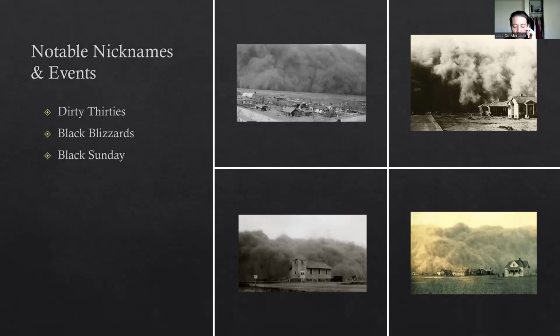1935. This was the worst storm. It originated from Oklahoma. It went all the way to Boise, Idaho, and then it also went to Texas. You know how far you got to go from Oklahoma to Texas? I can't describe how big this storm was.